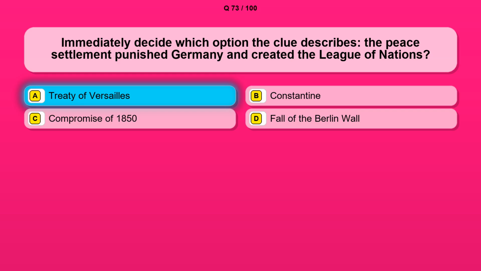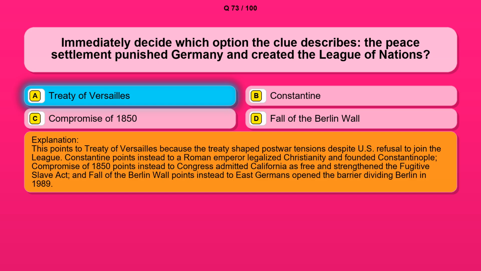The correct answer is option A, Treaty of Versailles. This points to Treaty of Versailles because the treaty shaped post-war tensions despite U.S. refusal to join the League. Constantine points instead to a Roman emperor legalized Christianity and founded Constantinople. Compromise of 1850 points instead to Congress admitted California as free and strengthened the Fugitive Slave Act, and Fall of the Berlin Wall points instead to East Germans opened the barrier dividing Berlin in 1989.